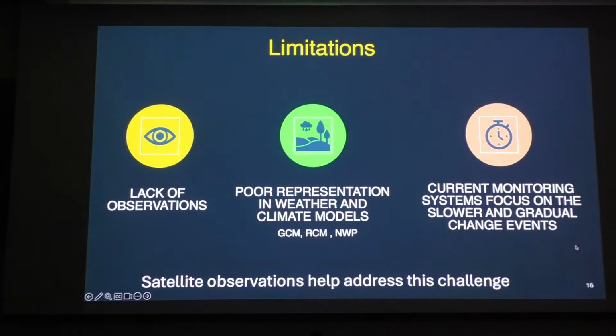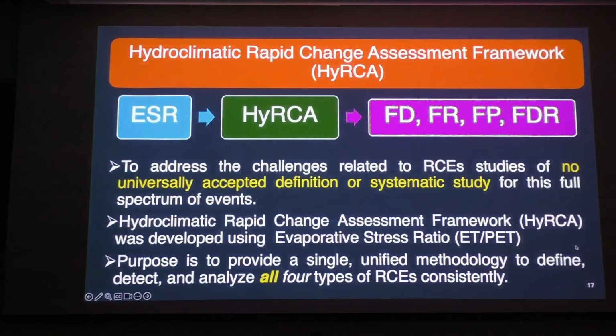And a limitation in Africa is that we lack observation. Observations are few, and there is poor representation in weather and climate models, both the regional models, the global models, and numerical prediction models. And the current monitoring system, like I talked about ICPAC, where they have the combined system, is working on agricultural drought. Therefore, there is satellite observation which helps with this challenge.